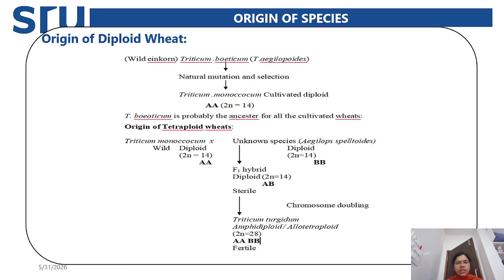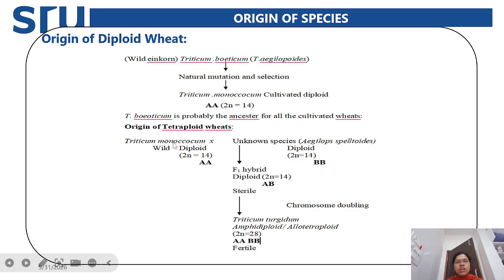First, here the Triticum monococcum, as we discussed, is a cultivated diploid. It has the chromosome number 2n equal to 14 and genome AA. This was crossed with an unknown species, that is Aegilops speltoides. It is also diploid. It has the chromosome number 2n equal to 14 and the genome of capital B, capital B.